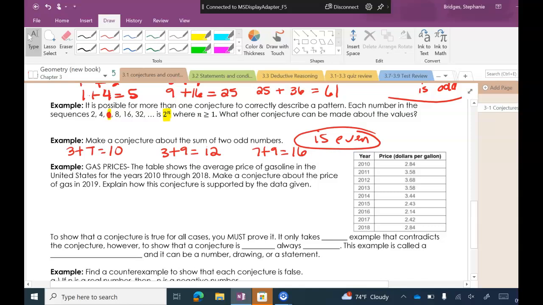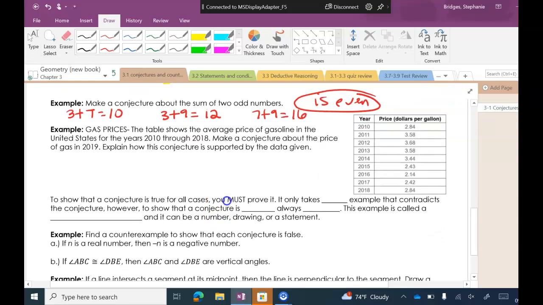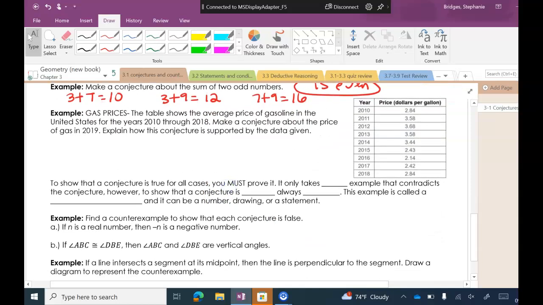Is everybody good? Yeah. Okay. All right. At the bottom, to show that a conjecture is true for all cases, you must prove it. It only takes one example to contradict that and prove it false.